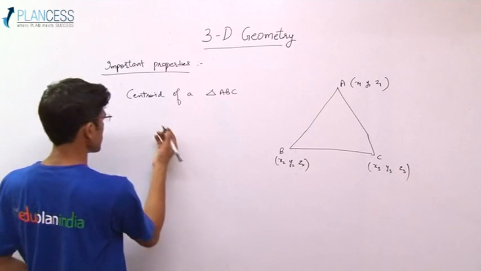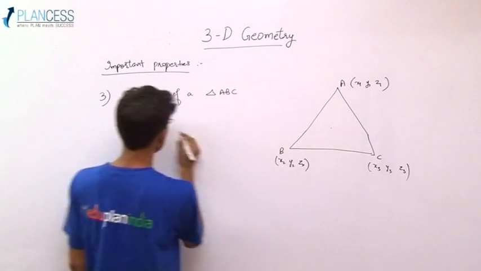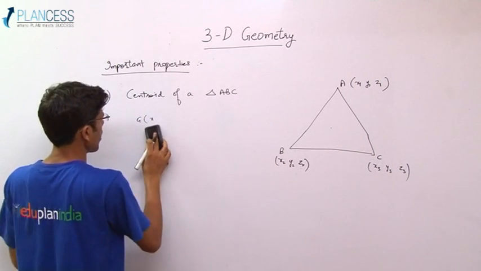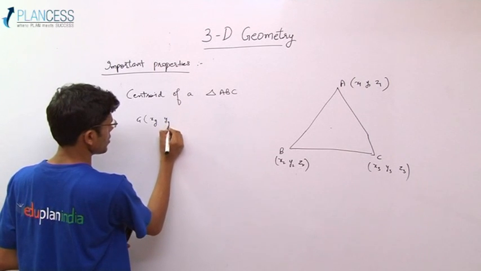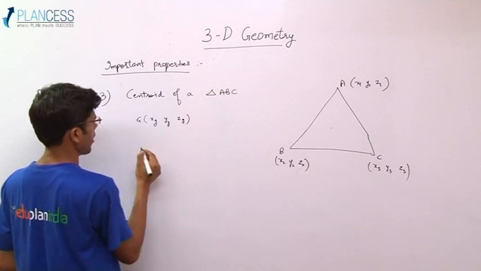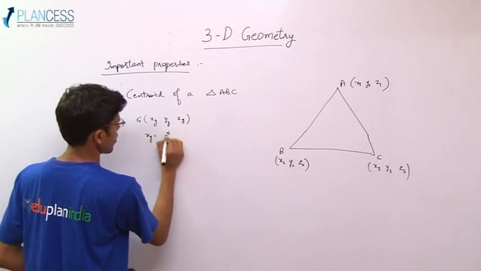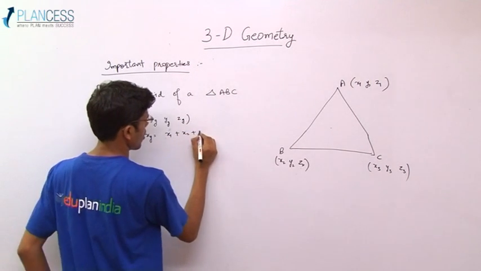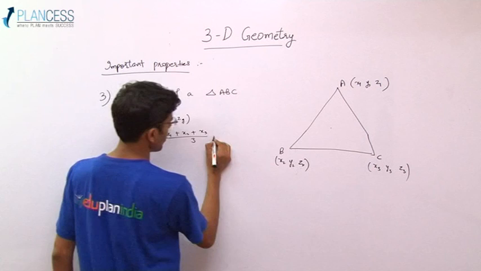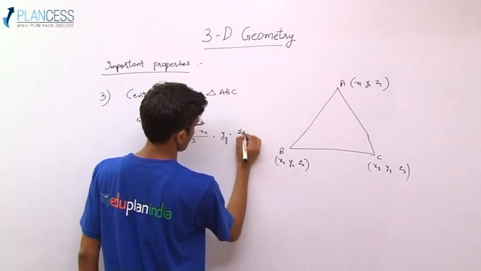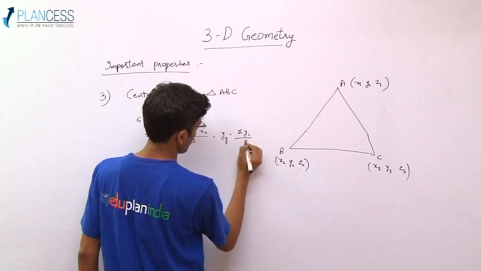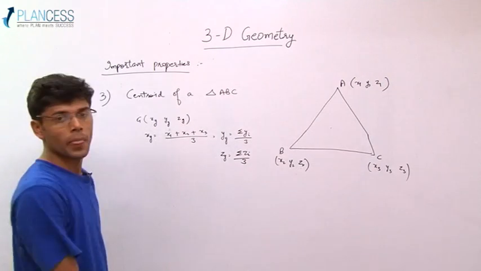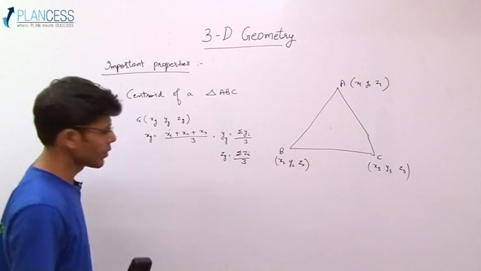The centroid is given by, say, G, with coordinates xg, yg and zg. So xg is given as the sum of the abscissas of all the points divided by 3. Similarly, yg is given as summation yi upon 3, and zg is given as summation zi divided by 3. So this is how the centroid of the triangle is defined.